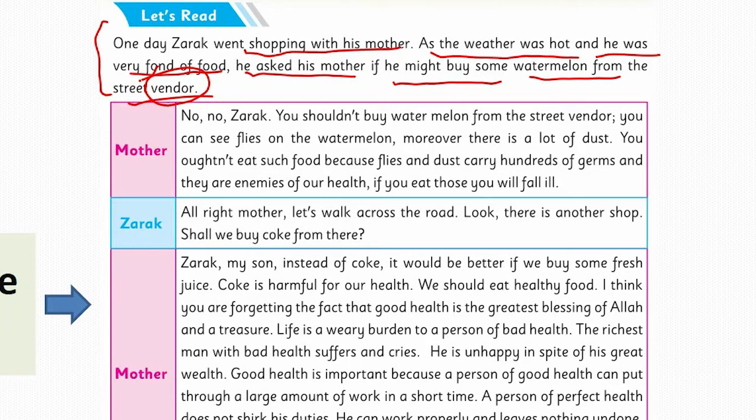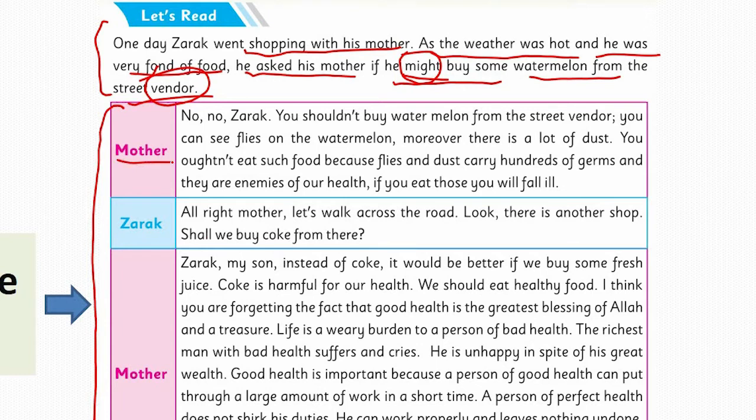A boy Zarak asked her mother to go for shopping and he was fond of food and the weather was so hot and he wanted to eat watermelon and asked her mother that if they could buy a watermelon here. You can see the might here. This is the modal verb which we discussed in our previous lessons. So let's start from here.